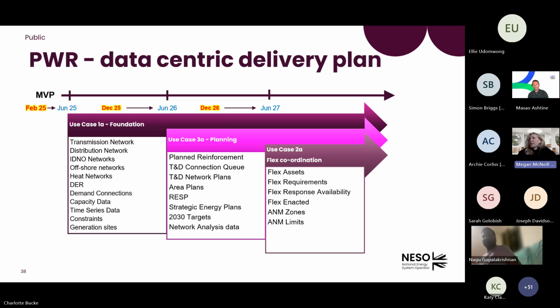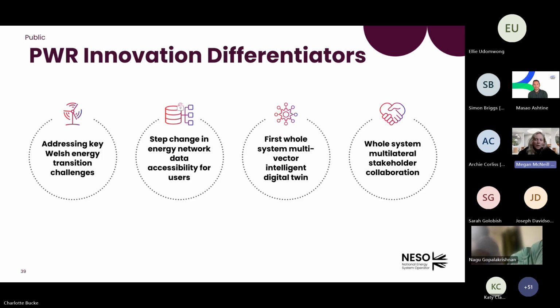The last slide, not much longer. So why are we different? We're working with the Welsh government to build on the energy transition plans, and it is a whole system multi-vector approach and visualization. There's one thing I should probably talk around, and that's BAU. Part of this project is to consider, as we go along, how it can be integrated into BAU.